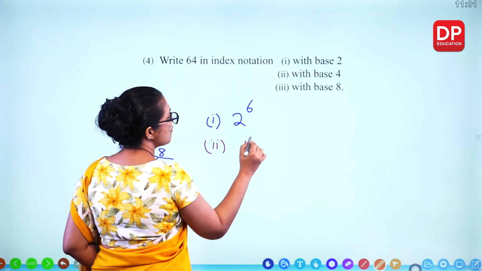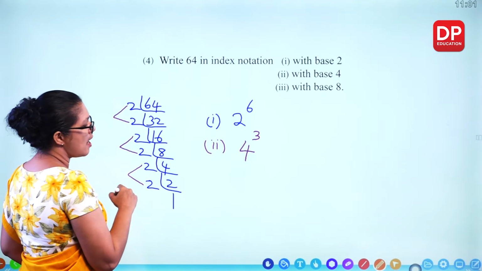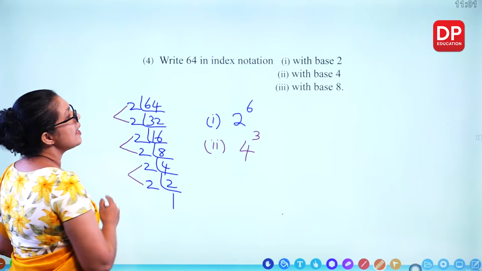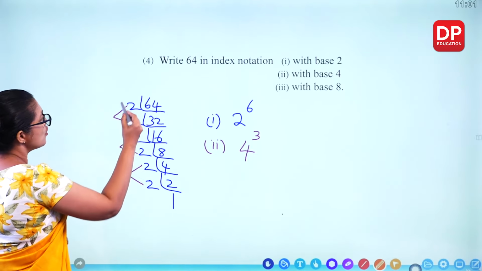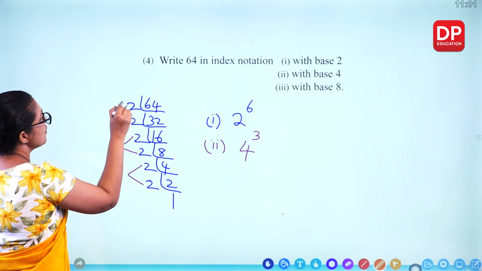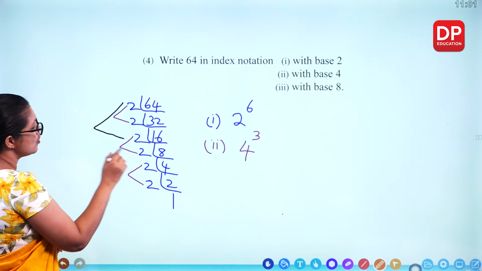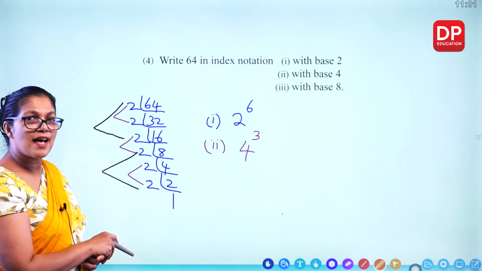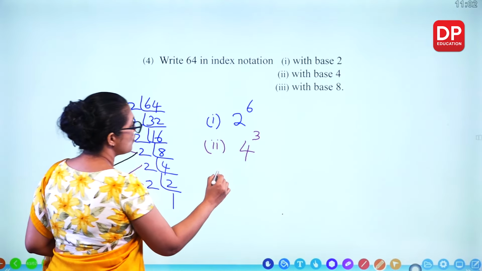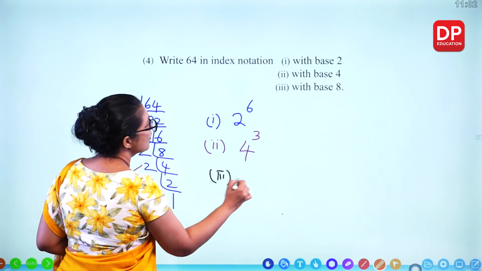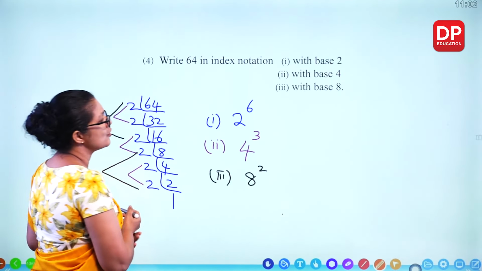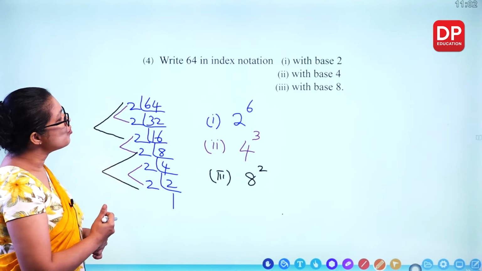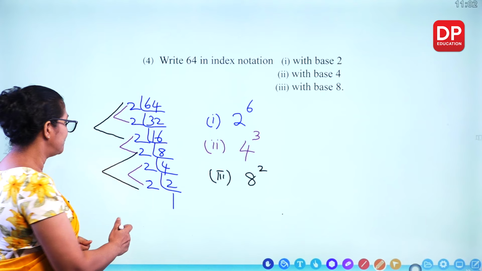Now the base is 4. 3 4's. How many 8's are there? 2 times 2 times 2, that's 1 8. 2 times 2 times 2, another 8. So how many 8's are there? 8 to the power 2. So you can write the same number in base 2, 4, 8 here.